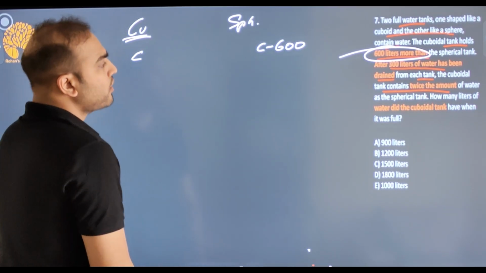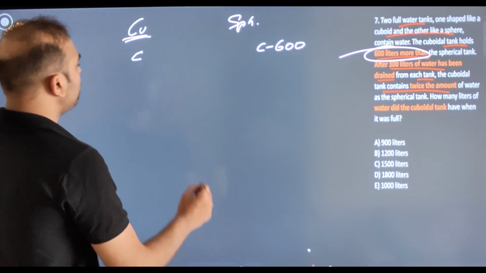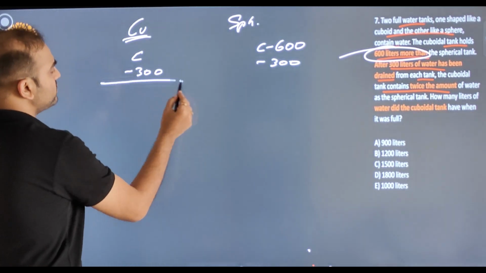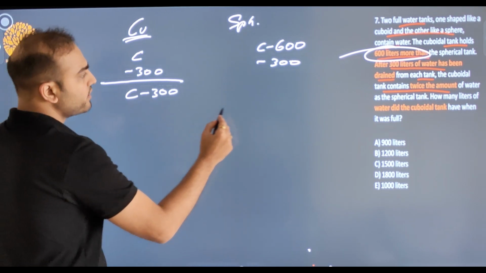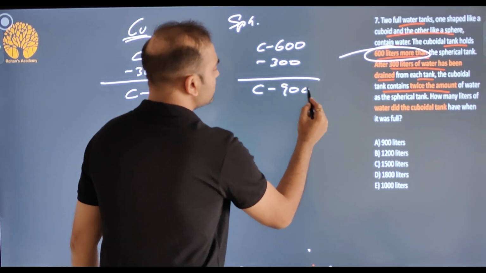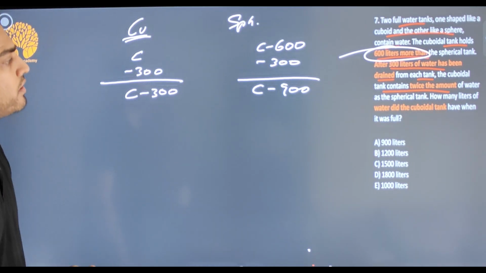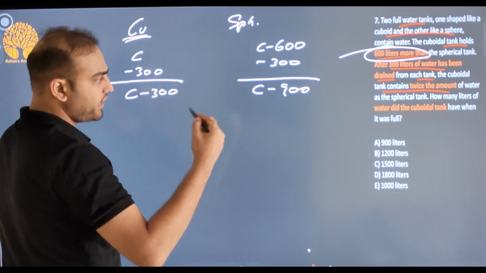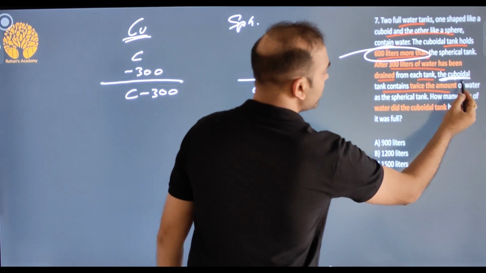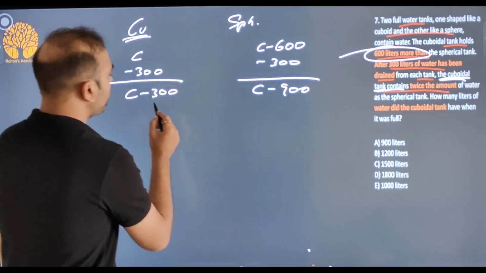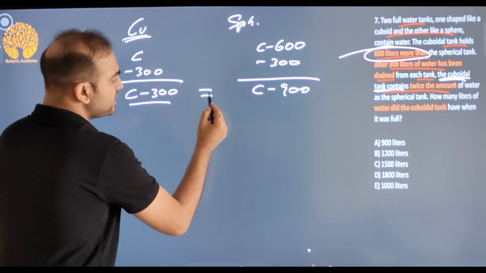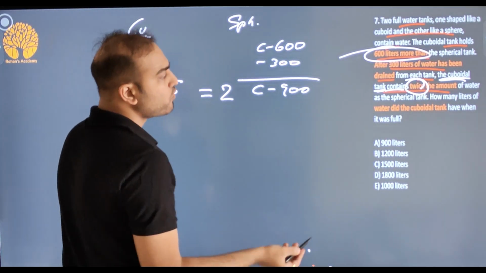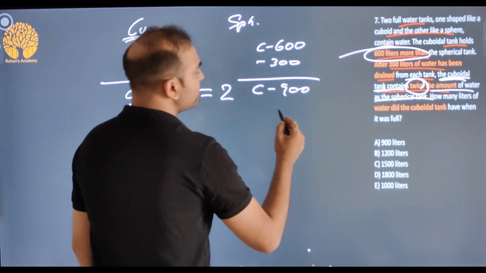Now 300 liters of water is drained from each, so 300 goes away from each. This will become C minus 300, this will become C minus 900. The cuboidal tank contains twice the amount. How do I solve the word problem? The cuboidal tank is this. Contains means equal to. Twice means two times. Two times what? The amount of water in the spherical tank.